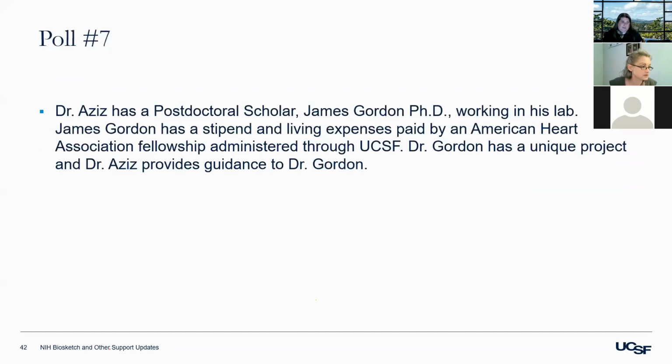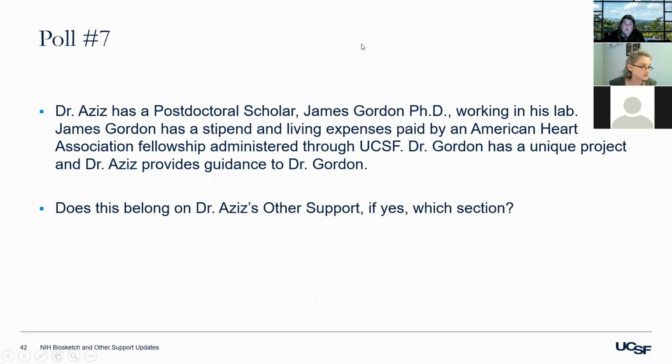All right, so now another example with Dr. Aziz, same Dr. Gordon, but now his stipend and living expenses are being paid by an American Heart Association fellowship. In this case, he has a unique project that's just his own, and Dr. Aziz is just providing guidance to Dr. Gordon. So in this case, Dr. Gordon is not contributing to an overall research project. He has his own project, maybe it's an amazing project, but the postdoc is working on his own unique project, and all Dr. Aziz is doing is providing guidance. Does this still belong on Dr. Aziz's other support?